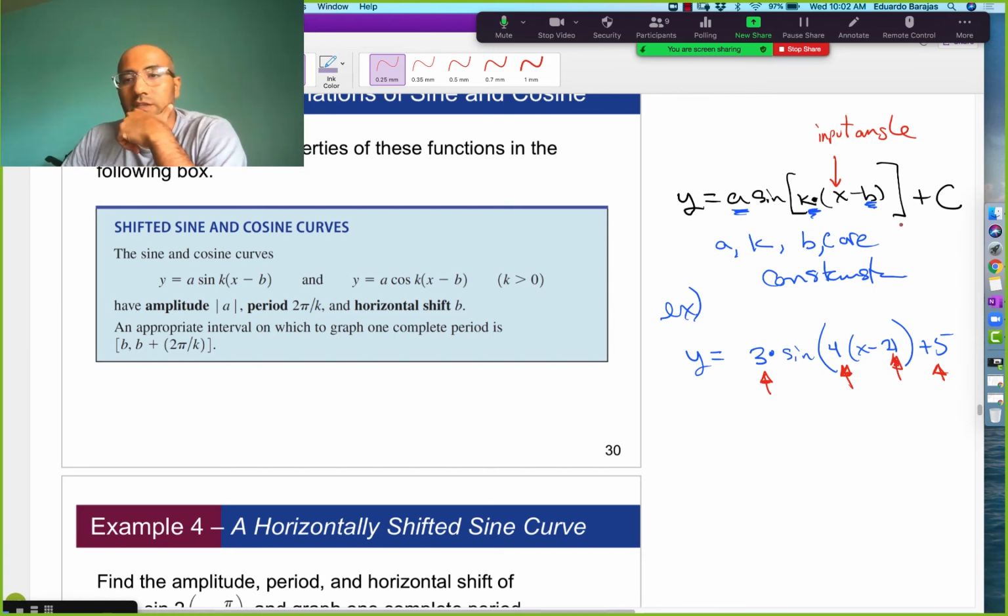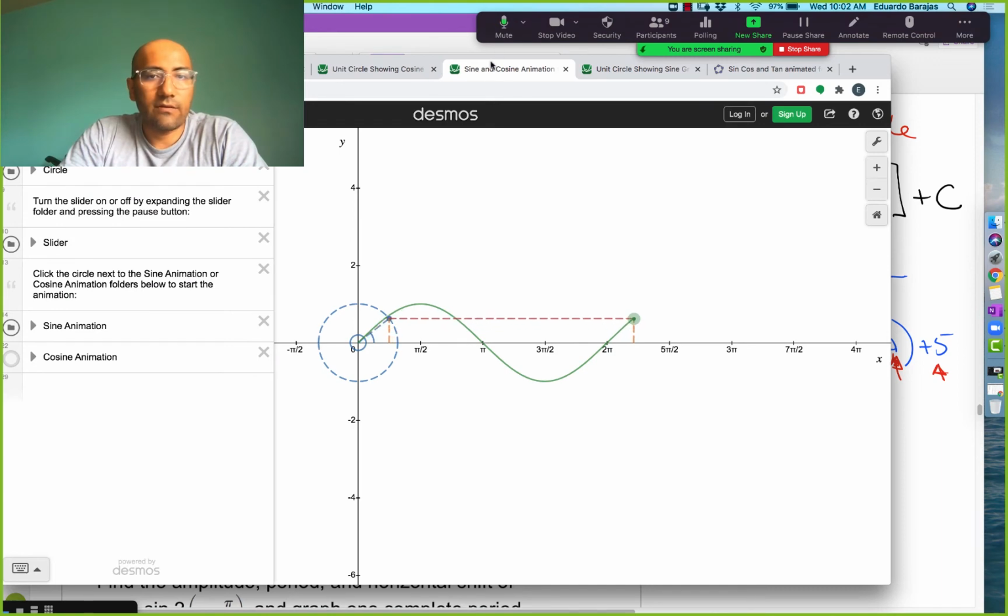Good. So let's begin with this outside number here. Just like before, we learned that whenever we add a constant, we either shift the graph up or shift the graph down, and we can easily use Desmos to see how that works.